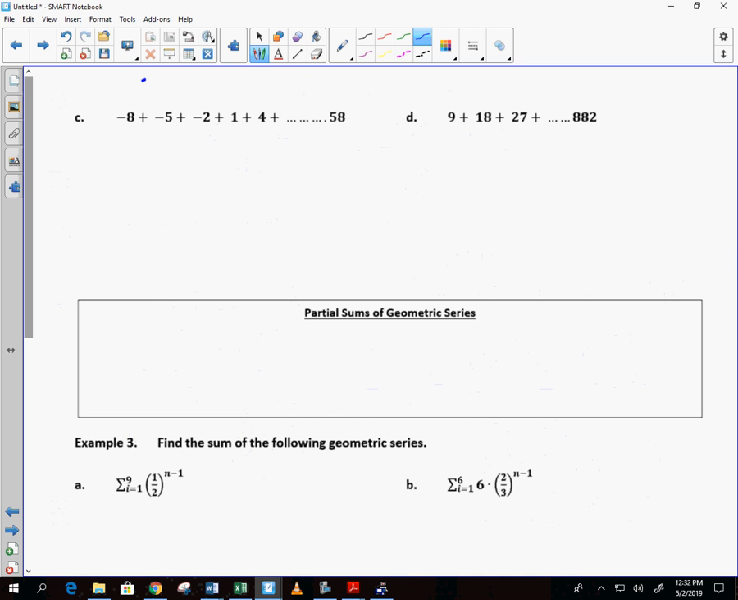What's different about letter C? We don't have any symbols or anything. Very good, thank you. What else? We don't know how many terms. The sum of n terms is equal to, we take the number of terms times negative 8 plus 58, and we divide it by 2. So once we find n, we'd be set, right? So how can we find n?